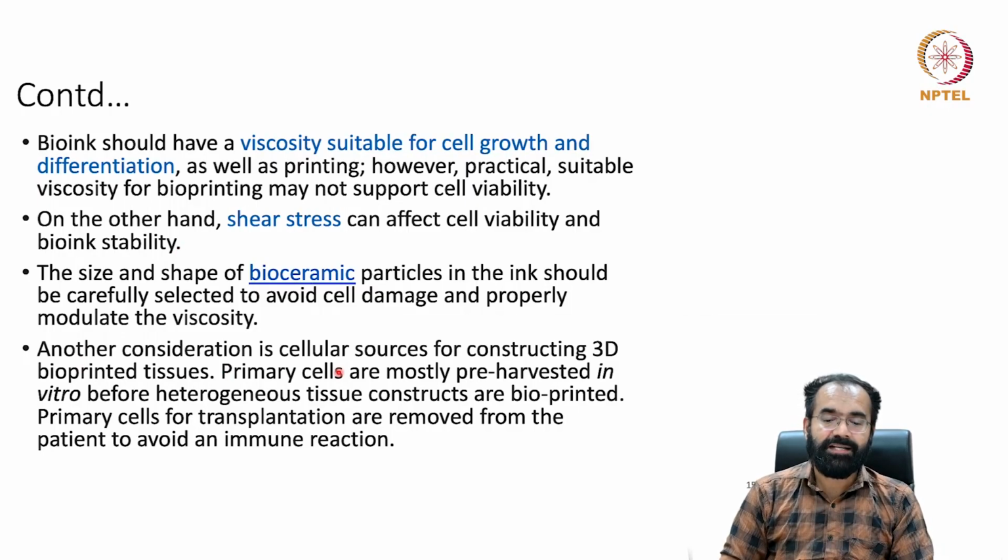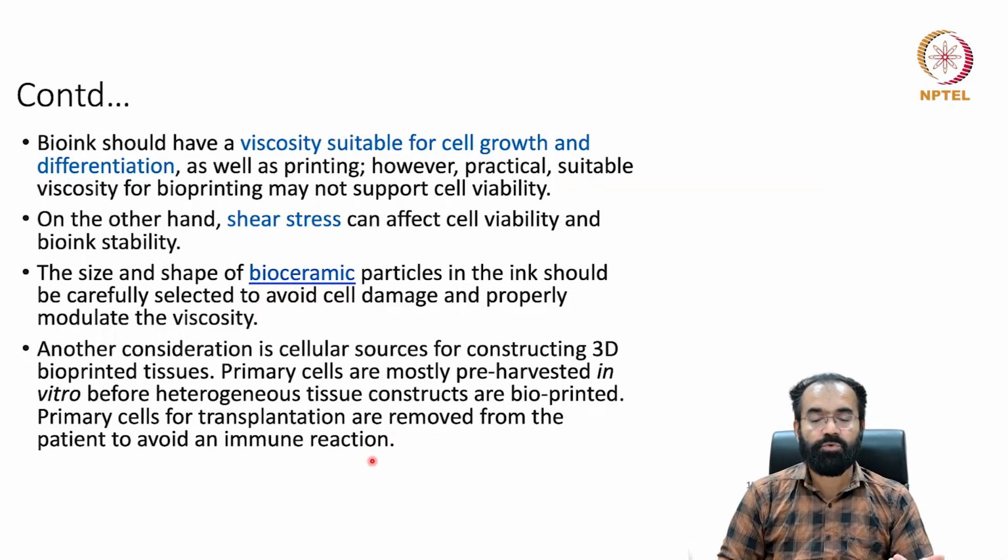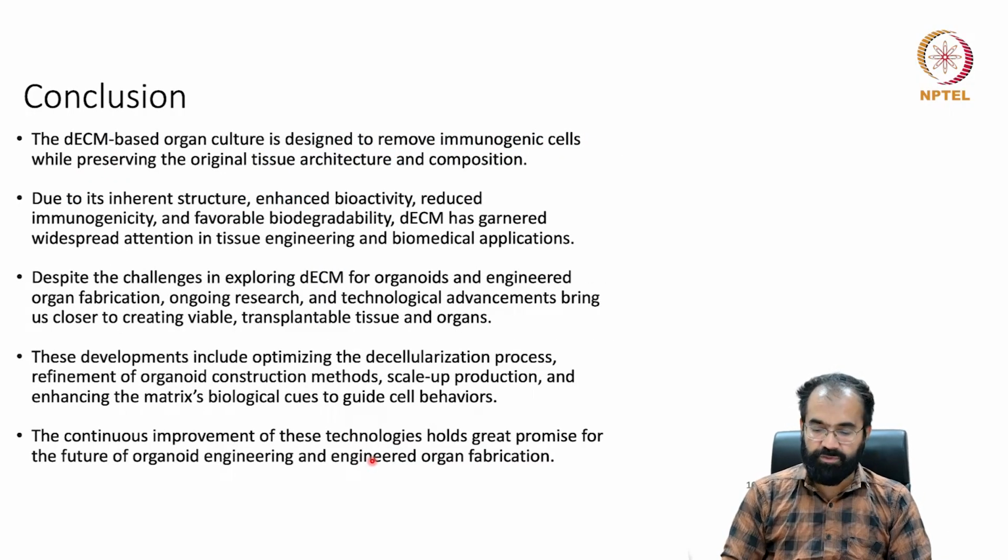Another consideration is cellular sources for constructing 3D bioprinted tissues. Primary cells are mostly pre-harvested in vitro before heterogeneous tissue constructs are bioprinted. Primary cells for transplantation are removed from the patient to avoid any immune reaction. So this is the approach that is usually done for any bioprinting approaches.